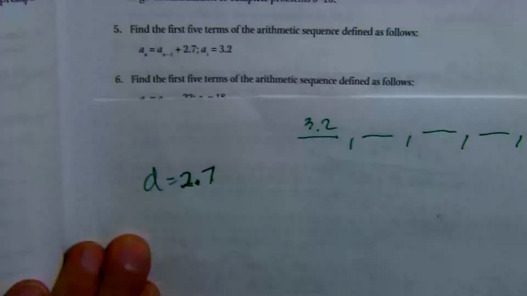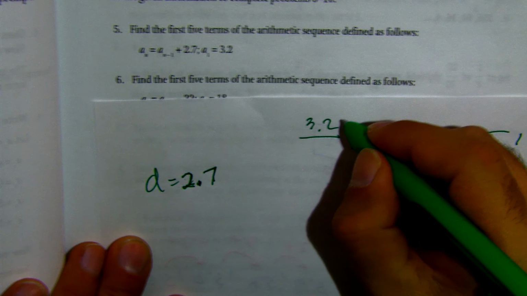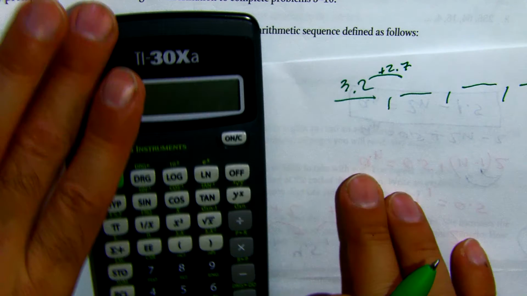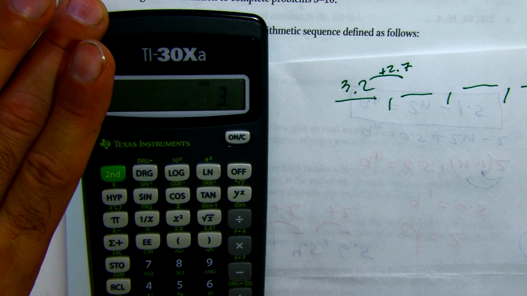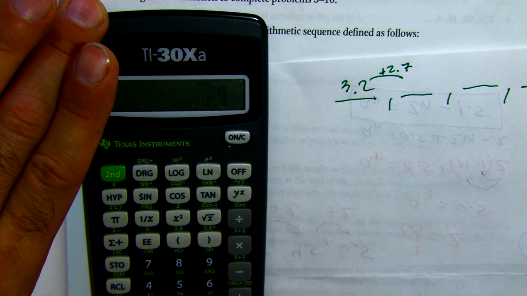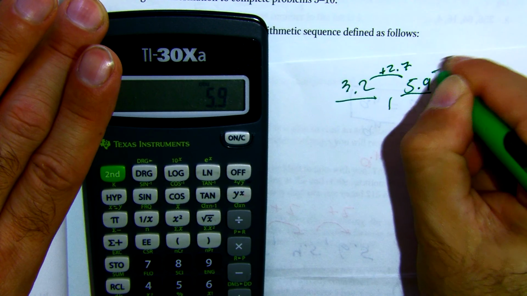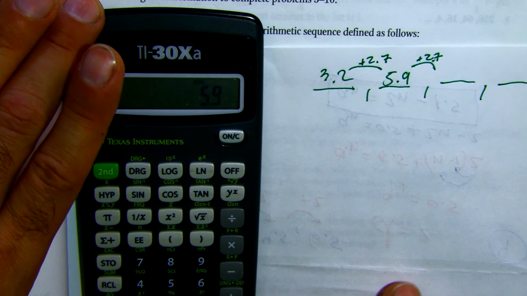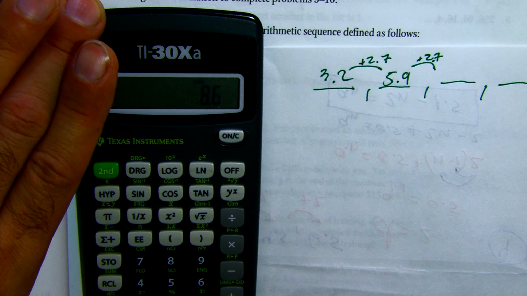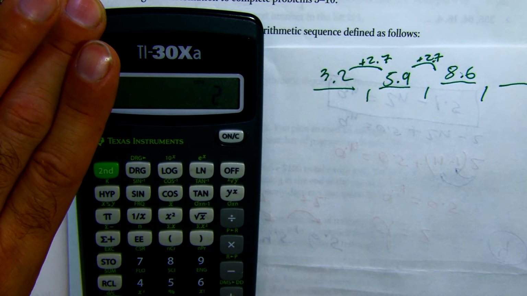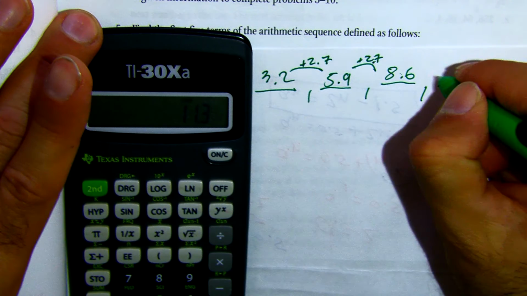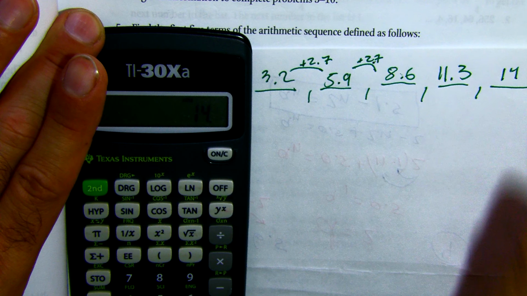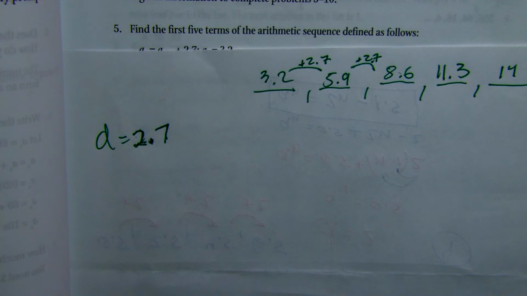So all we need to do is add 2.7 to go between each of the terms. Let's just do them out. We have 3.2 plus 2.7. We're going to get 5.9. Guess what? We're going to add 2.7 to go to the next one. 5.9 plus 2.7, 8.6 plus 2.7, 11.3 plus 2.7, 14. Done.